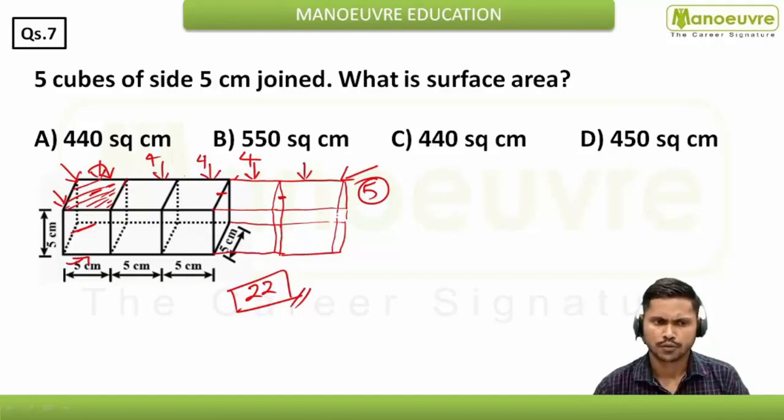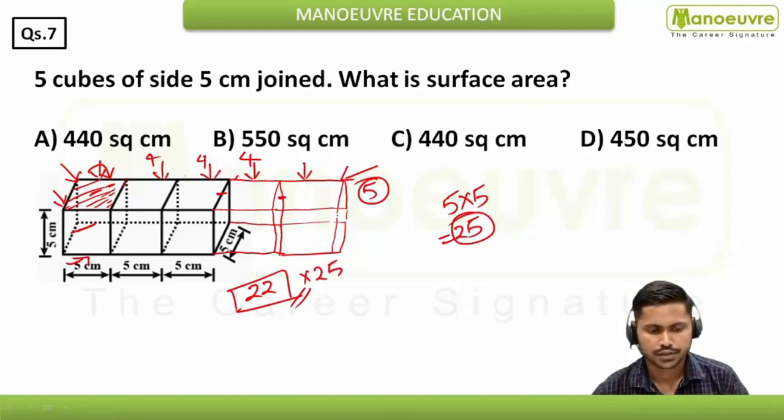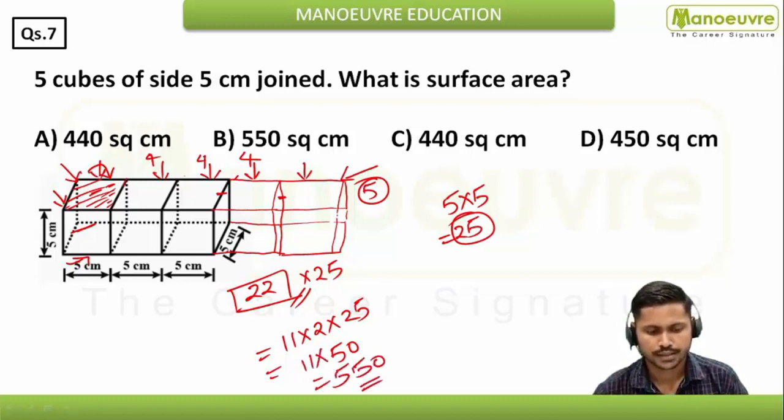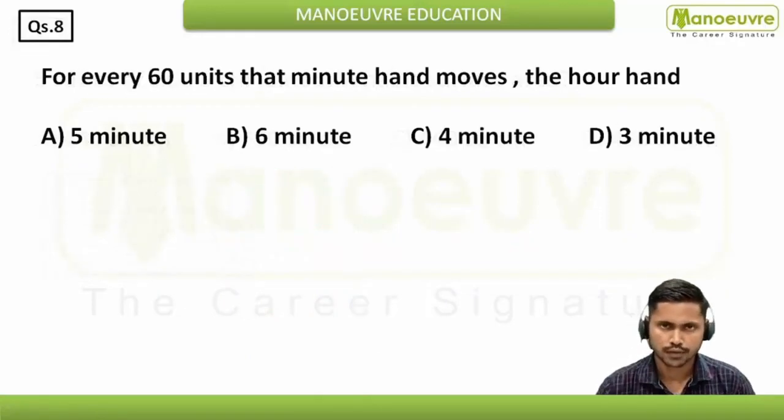Now you have to find the area of one surface and multiply that by this 22. Here 5 into 5, that is L square, so you will get 25. You have to multiply that 25 with this 22. You can do one more thing: write this as 11 into 2 into 25. Now you can easily multiply 25 by 2 to get 50, into 11. So you will get 550, and that will be your answer, which is nothing but the second option. Hope you're understanding. Let's move ahead.